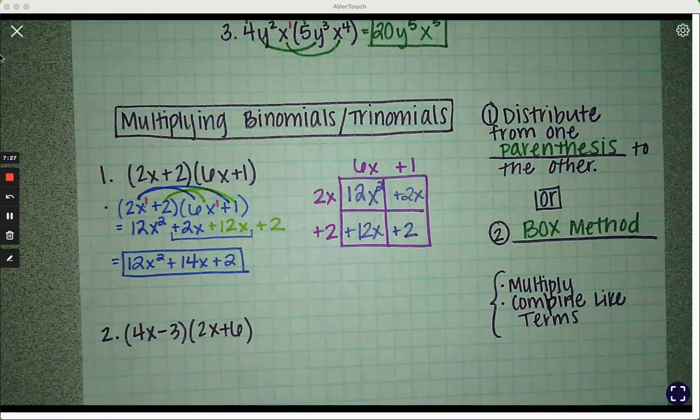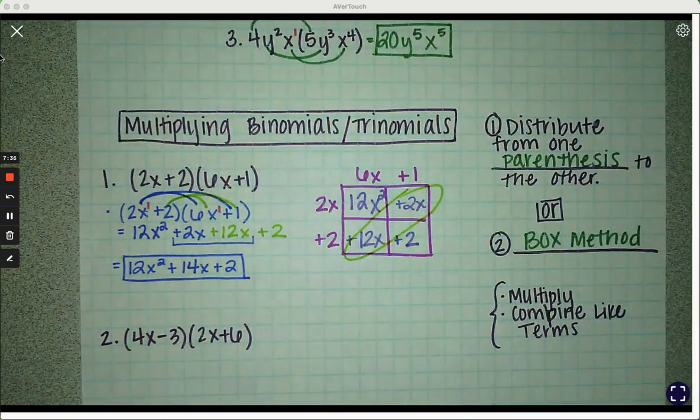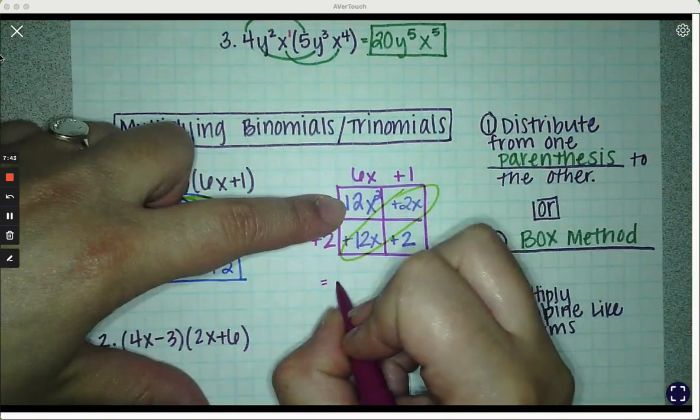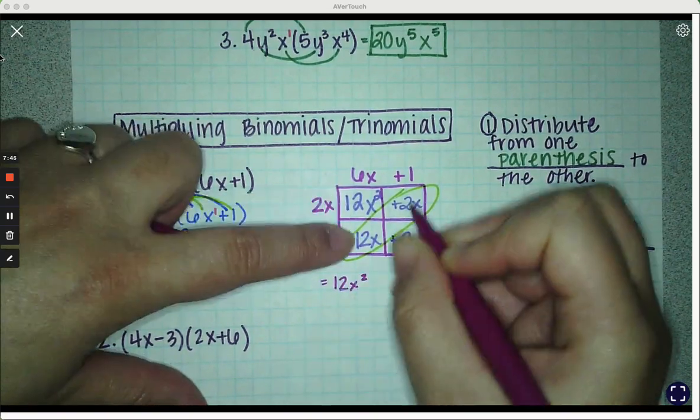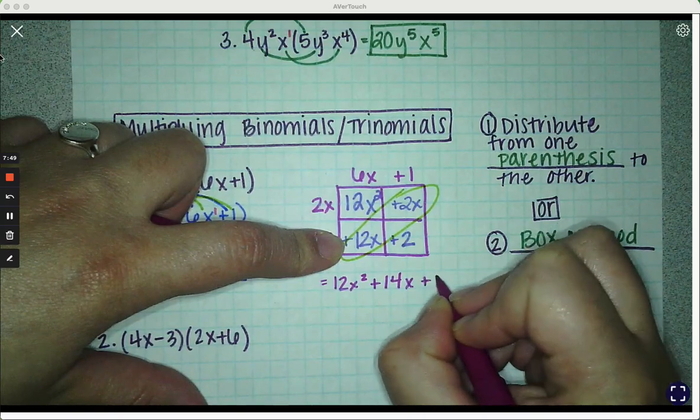The reason I like this is because it's very easy to see our like terms, because if we look, our like terms are diagonals of each other. So when we have to add together our like terms, we start here, so we have 12x squared, add those two, 14x plus 2.